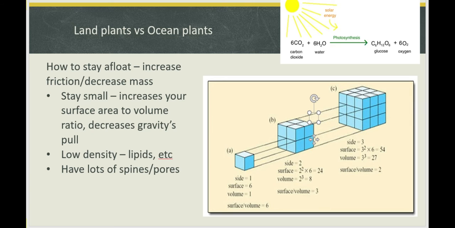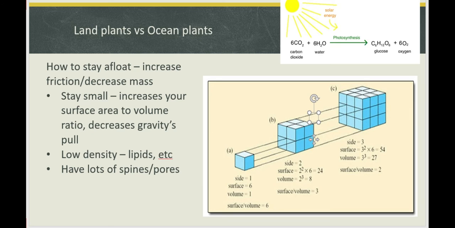All right, if you have a large surface area to volume ratio, that means that surface area is how water, that's how friction occurs. So one of the ways you stay up is you just have water holding you up. All right, you want to have a lot of friction compared to having a low amount of friction, because that will keep you afloat. All right, because you don't want to fall, so you want water to hold you up. So you want to have a high surface area to volume ratio.